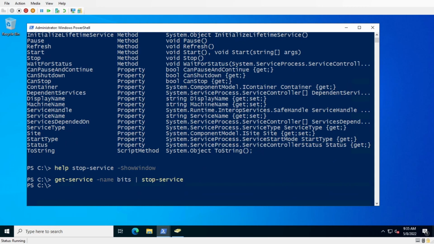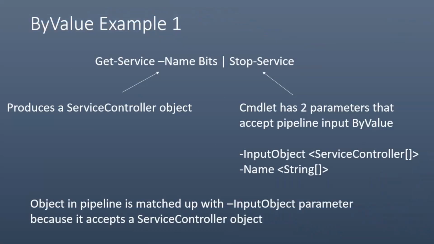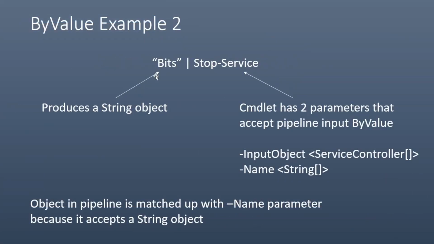Now let's change the example up and look at another example. In this case, I'm literally putting a bunch of text in quotes. And remember, in PowerShell, anything in quotes is considered a string object. Then I'm piping that over to Stop-Service. So the first part of this is producing a string object.